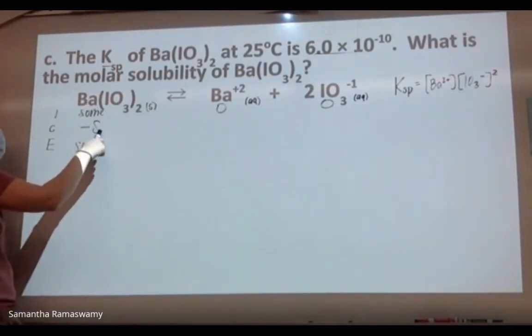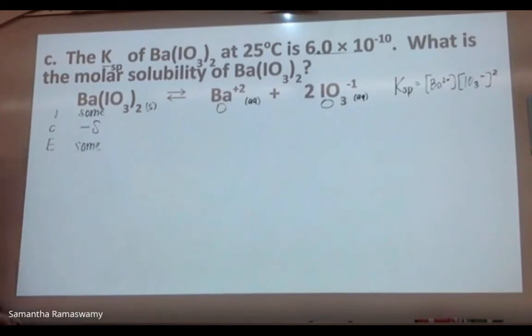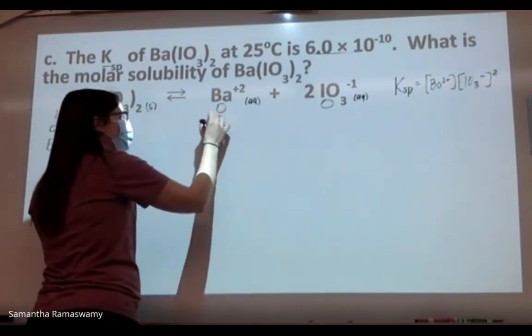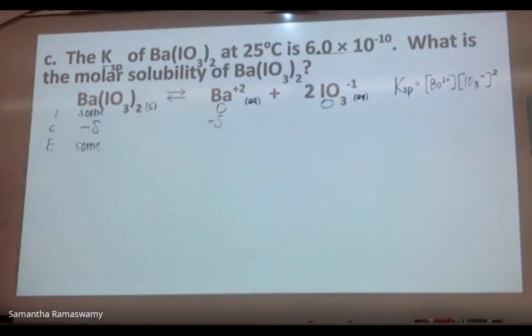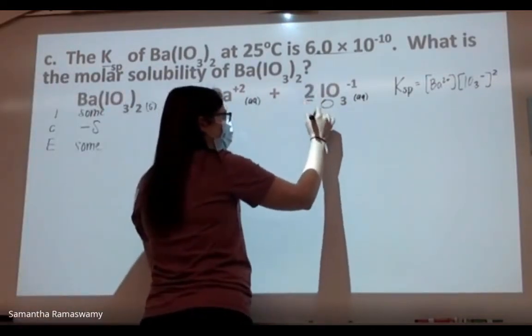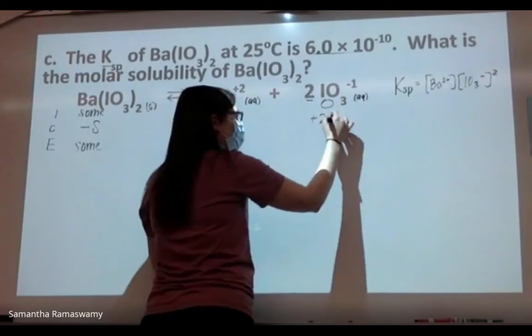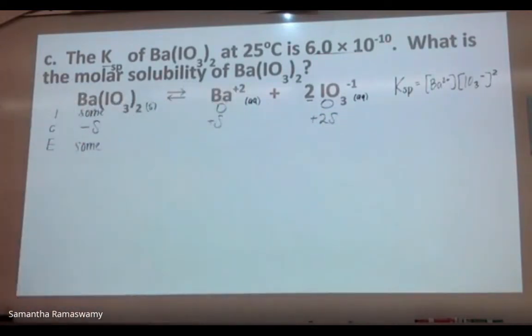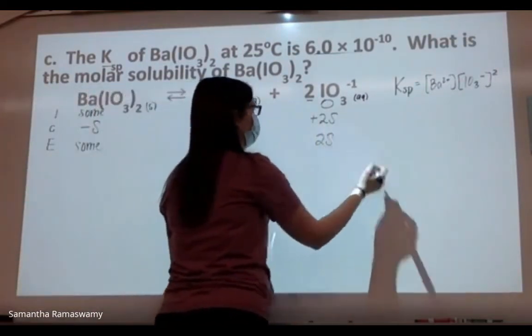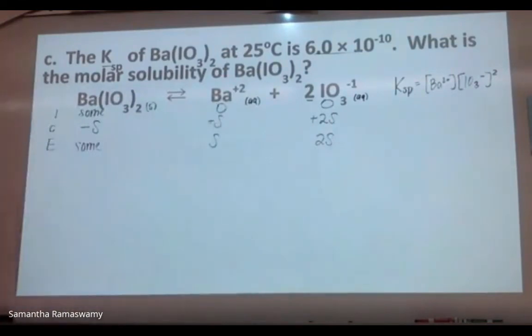Barium iodate. S is the solubility. We have S amount that dissolves. Barium is a 1-to-1 with barium iodate. The iodate ion is 2 times that. So at equilibrium, we have S amount of barium 2 plus, 2S amount of iodate. Again, if you want to use X's, X is going to be the same thing.